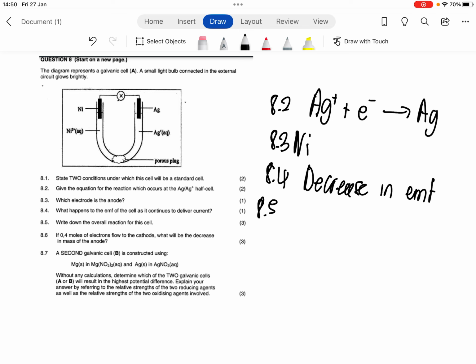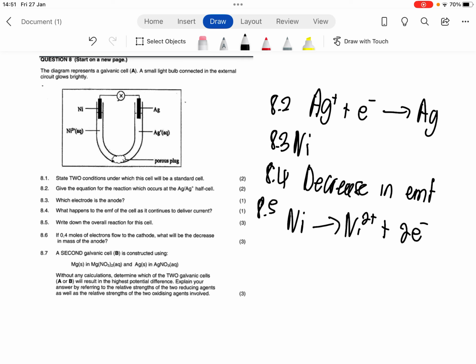So in order to do this, we need to have the oxidation half reaction on its own and the reduction half reaction on its own, and then we're going to combine them. Okay, so we already have the reduction half reaction as written in 8.2. Let us go and write the oxidation half reaction. Okay, so we're going to have Ni to give us Ni2 plus 2 electrons.